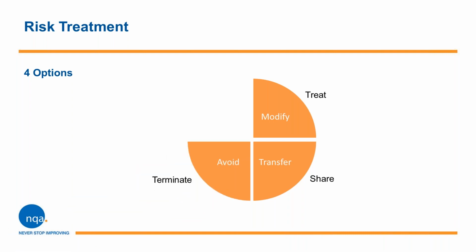Then we have terminate or avoid. Now, this is just stop doing it. Just end the activity or circumstances causing risk, for example, by not carrying out the activity or by moving locations. Now, this occurs when there's no cost-effective action to reduce the risk. It may involve choosing an alternative activity and meet business needs.